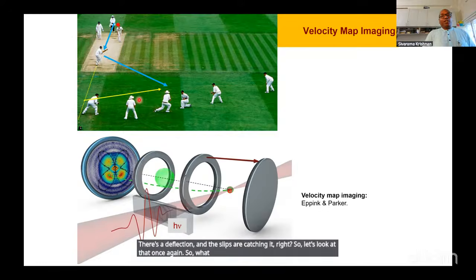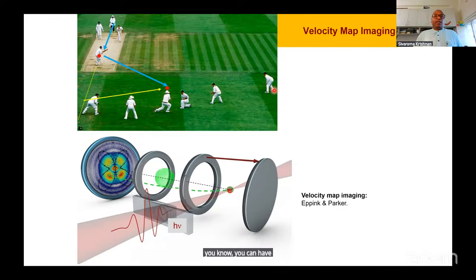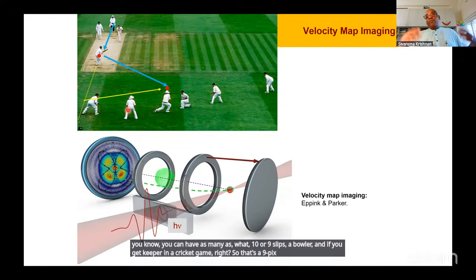So what happens initially, the ball comes, then there's a momentum transfer at the bat, and depending on how much momentum is transferred to the ball, the ball either goes close to the wicket keeper, the first slip, second slip, third slip, fourth or fifth, or you can have as many as 10 or 9 slips, a bowler and a wicket keeper in a cricket game, right? So that's a 9 pixel detector. We have many more pixels in a real world detector of this sort. So that's exactly how, on that principle, momentum spectroscopy works.